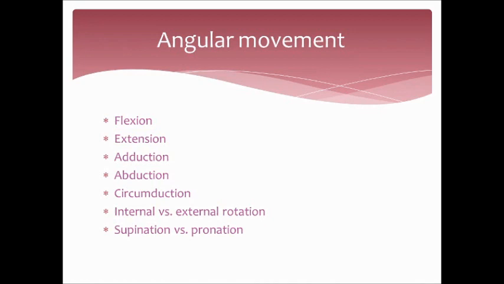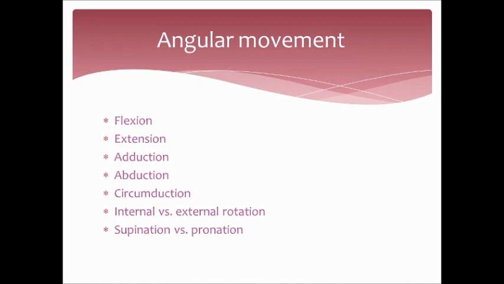Adduction is bringing something closer to your body, like an arm, and abduction is bringing it further away from your body. Circumduction is rotating something in a full circle, versus internal rotation, which is rotating the joint medially, and external rotation is rotating the joint laterally.